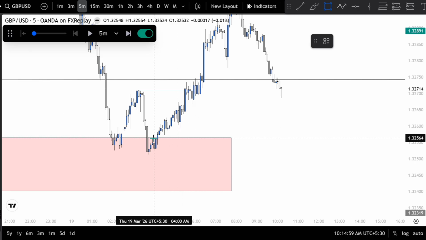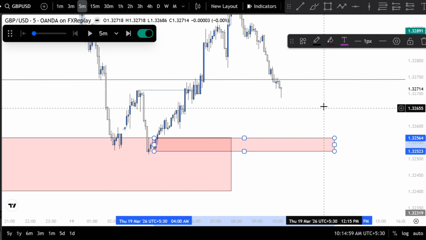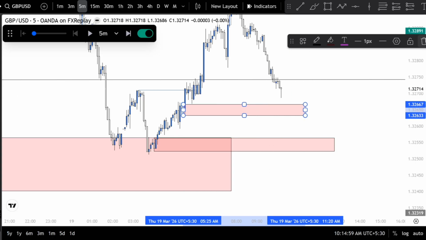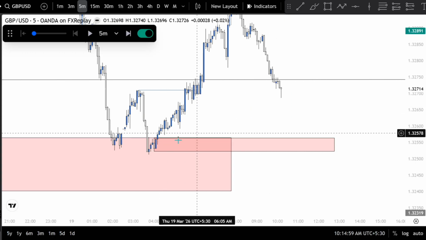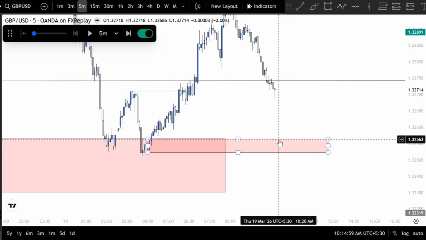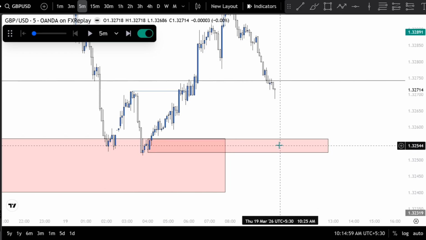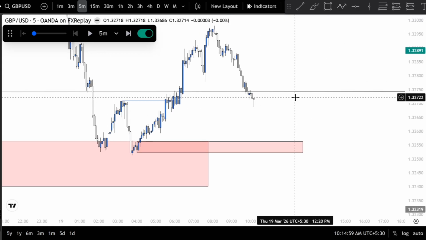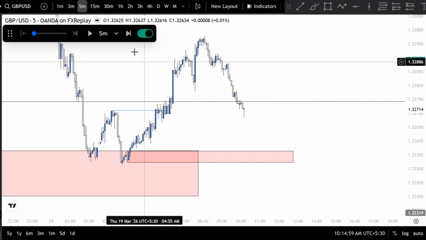I can see some last POI here. Also, this is quite okay. This is not a POI, this is a fake POI. So we are not considering this, okay? We will be only taking trades if price comes to this area. That is, now it is 10:20 in the morning. We'll be taking trades only after 12 p.m., that is after London session opens.